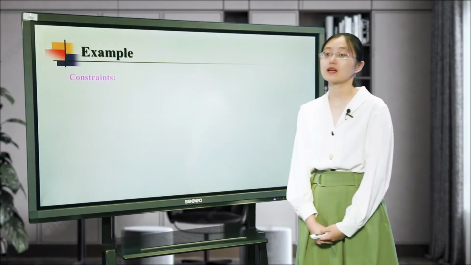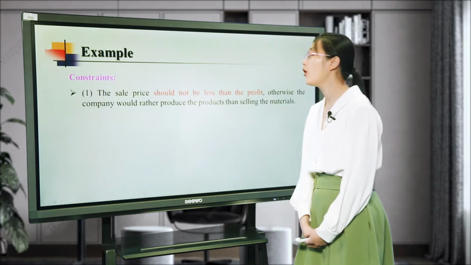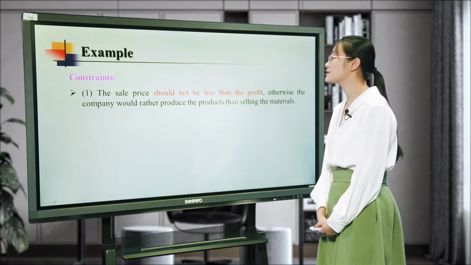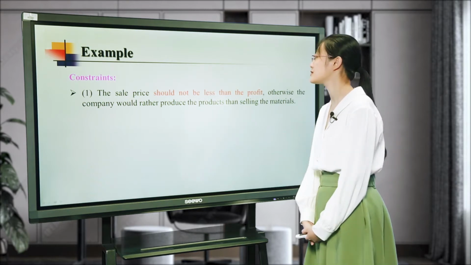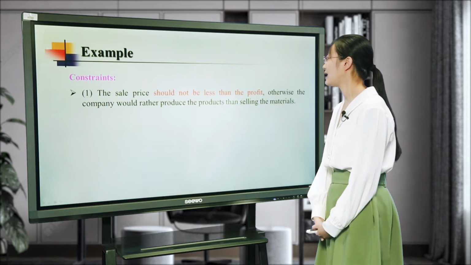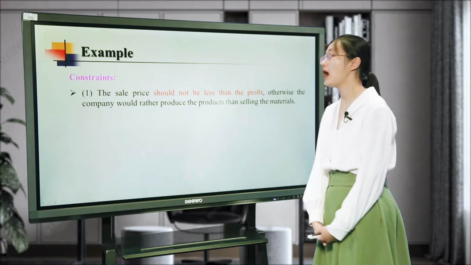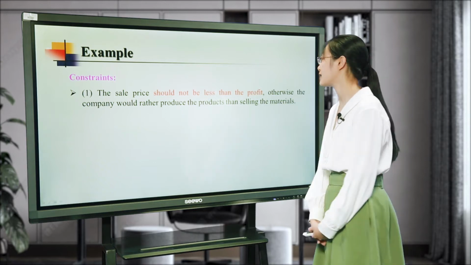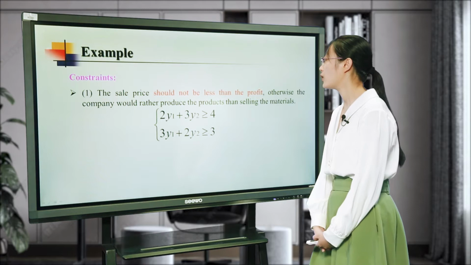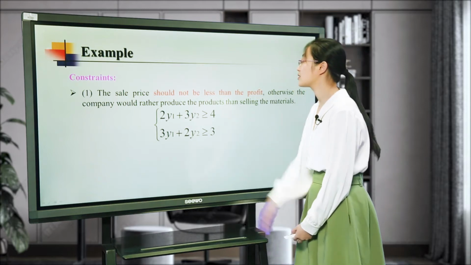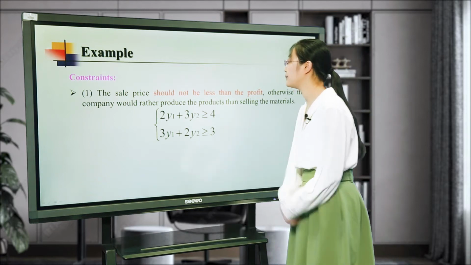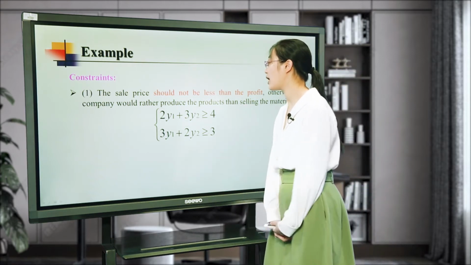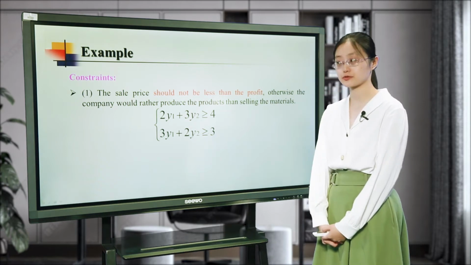Next, we consider the constraints to this problem. Well, we say the factory would rather sell these materials. So from the company's point of view, the sale price should not be less than the profit. Otherwise, the company would rather produce the products themselves rather than selling the materials. So we have the sale price 2Y1 plus 3Y2 should be bigger than or equal to the profit of that product, 4. And then 3Y1 plus 2Y2 bigger than or equal to 3.